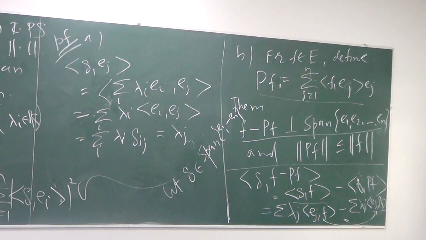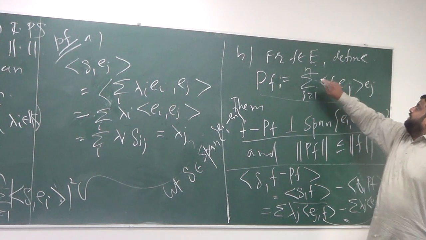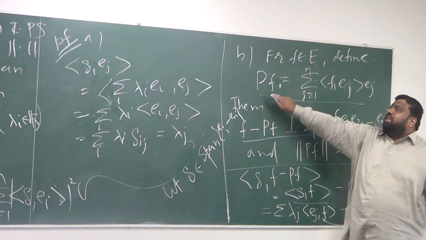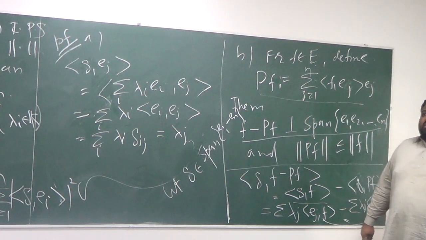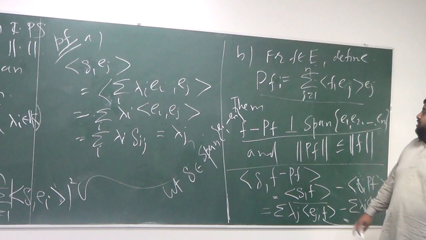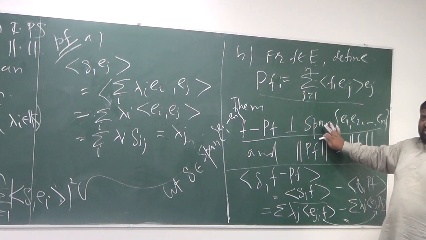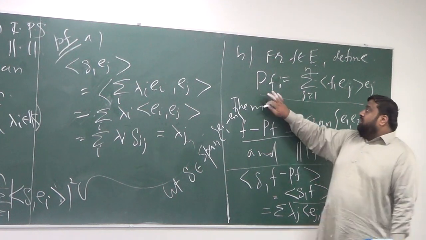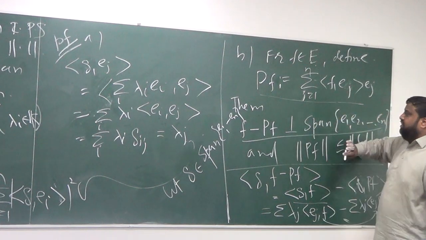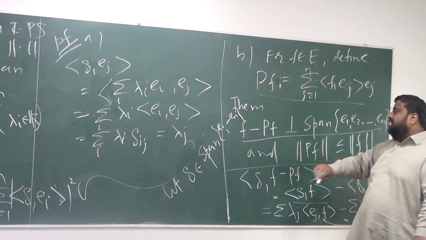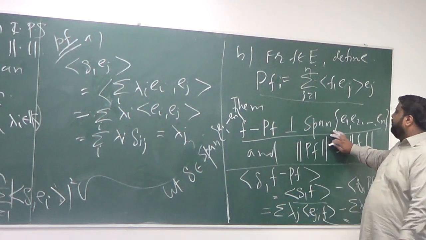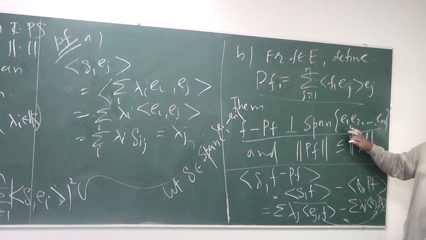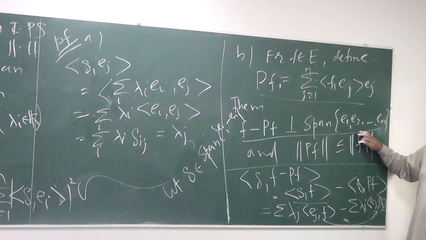So what we have to show basically is that if I take an abstract E, and I define this PF, which is the projection of F actually, I'm going to tell you in a minute. It's a projection of F onto this span actually. So this is the version of the abstract Fourier series. And if I take F and remove this PF, the remaining part is going to be orthogonal to this span actually.